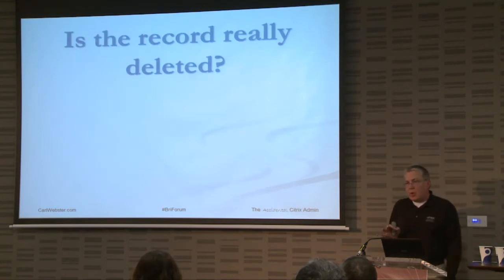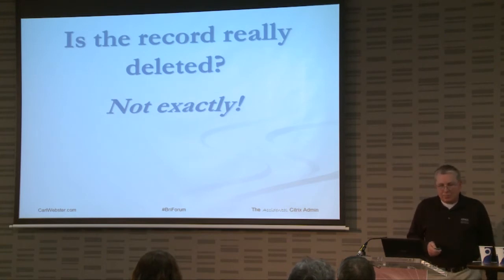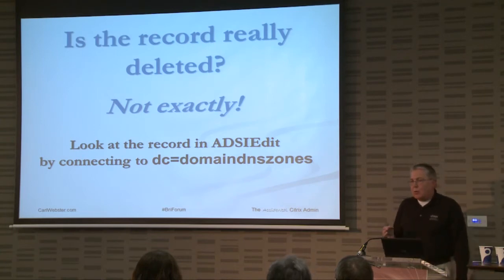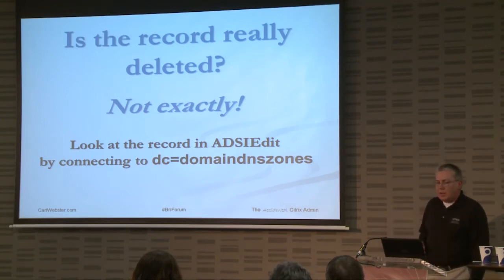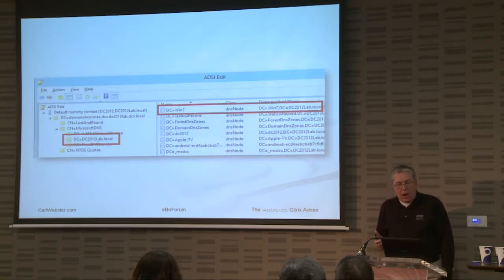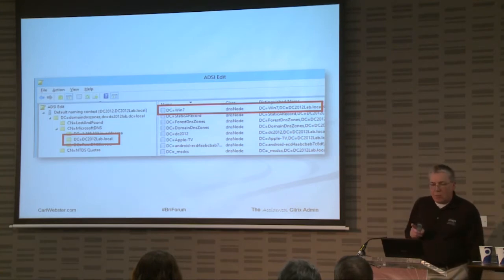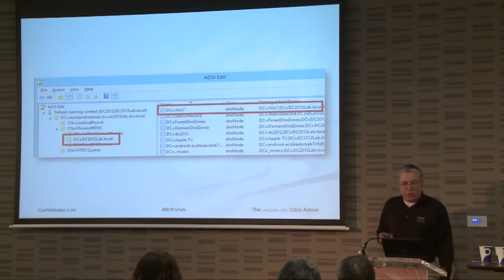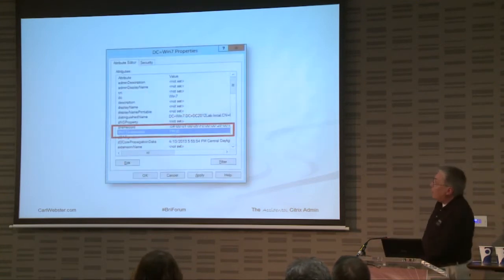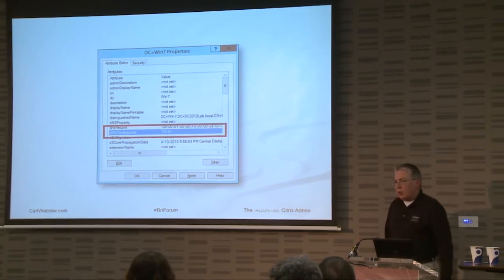But now, is the record really deleted? Not exactly. Let's go take a look at that record in ADSI Edit. We're going to connect to the domain component, domain DNS zones. So here we are in ADSI Edit. Then you're going to click on and expand domain DNS zones, then click on and expand Microsoft DNS. Then you're going to click on your scavenging server, and then click on your record. And then you can right-click, go to Properties, and you'll see, if you've ever worked with WINS, it's now tombstoned.